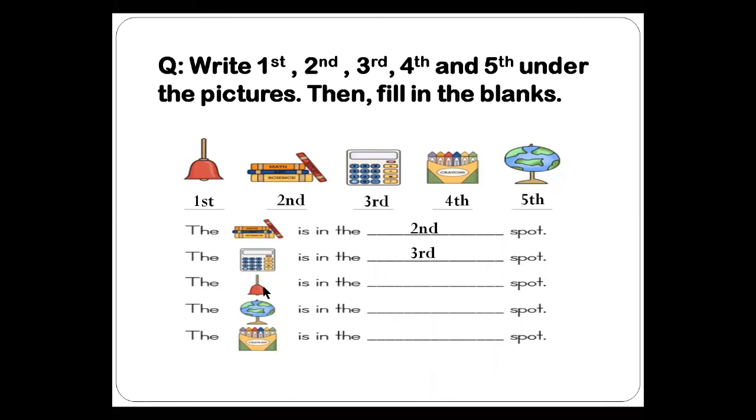What is the position of the bell? It is on the first position. Now we have a globe. What is the position of the globe? Fifth. And then we have a color box. What is the position of the crayons? Fourth. Okay. These are the ordinal numbers and we put the positions in the ordinal numbers.